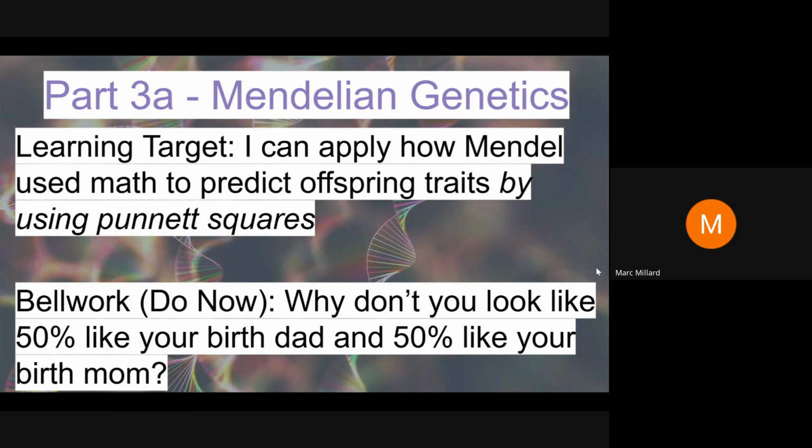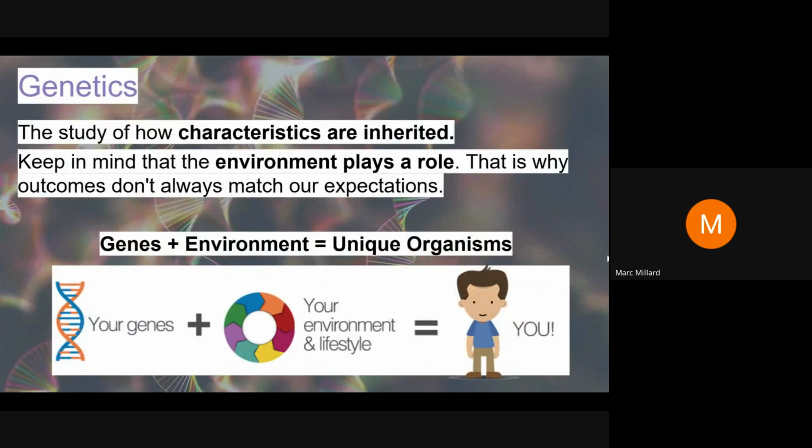Okay, let's move forward. All right, so genetics. Genetics is the study of how characteristics are inherited. Keep in mind that the environment plays a role as well. That is why outcomes don't always match our expectations. So really, to get a unique organism, we're taking all their genetics, their genes, plus the environment, and that's going to equal an organism.